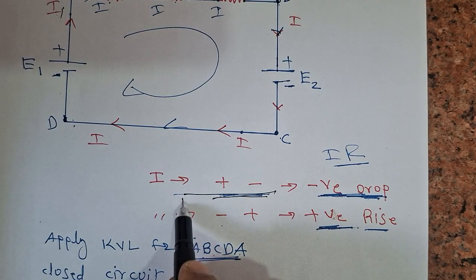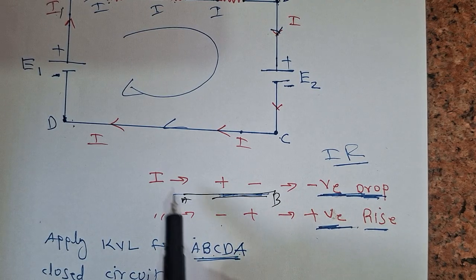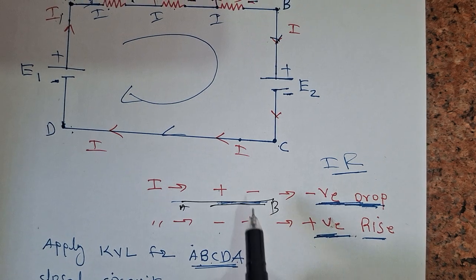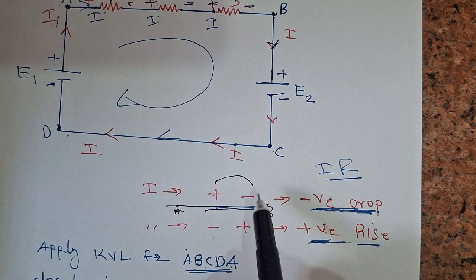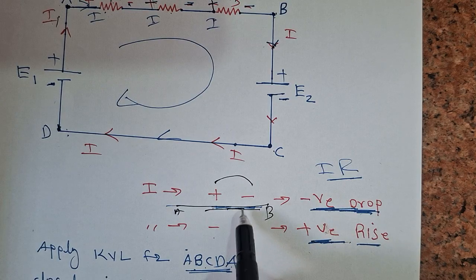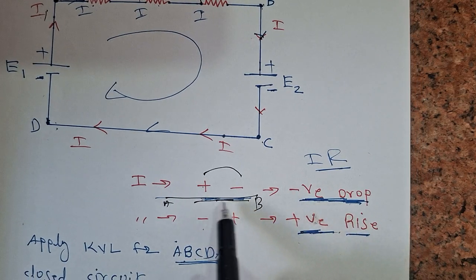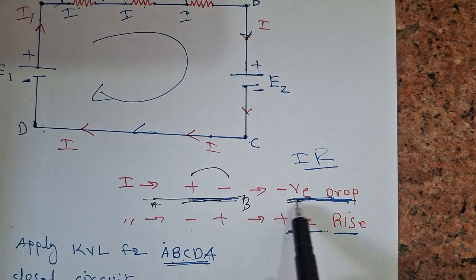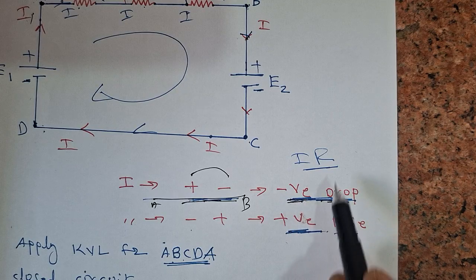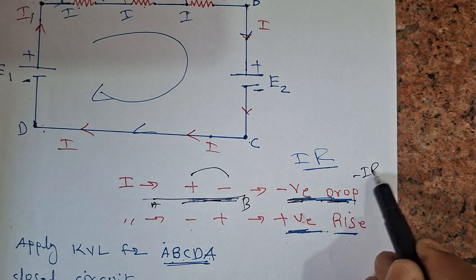Let us say this is A and this is B. The current is moving from A to B. Then the voltage source is positive to negative, for example. So we are moving from positive to negative, which we call a fall in voltage. Fall in voltage means a drop across this resistor, so we have to take minus I into R.